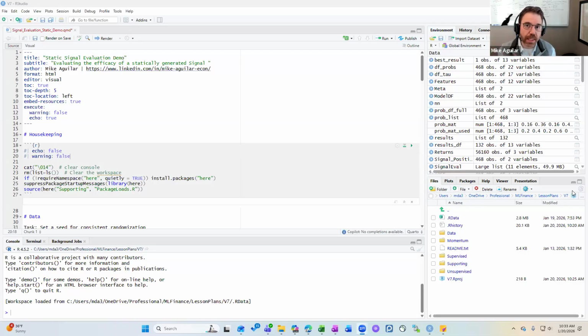We want to boil it all down to the signal, by which I mean, don't forget, just like we did in class, +1 for long, 0 for neutral, and -1 for short. Just from that vector, we should be able to determine whether or not the signal is doing a good job.